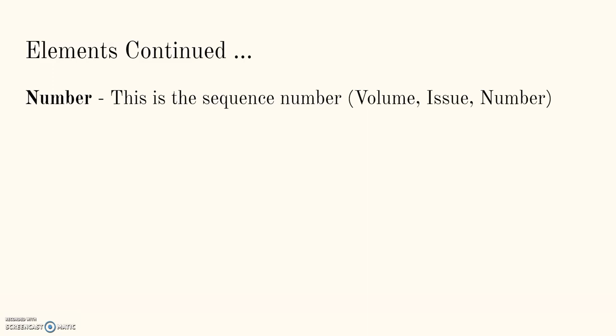If it's a journal, a lot of times they publish in volume and issue. So you would have volume 1, issue 3, or something along those lines, whatever it is for that article.